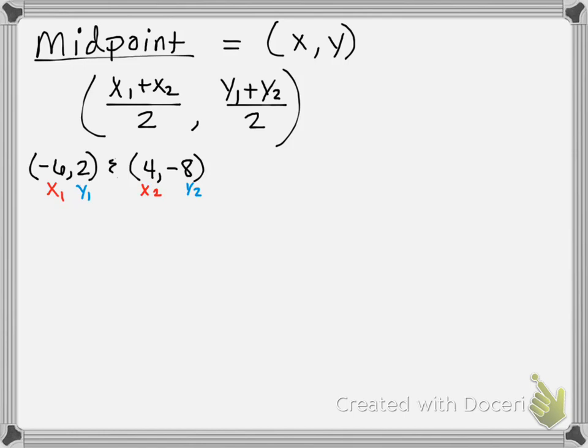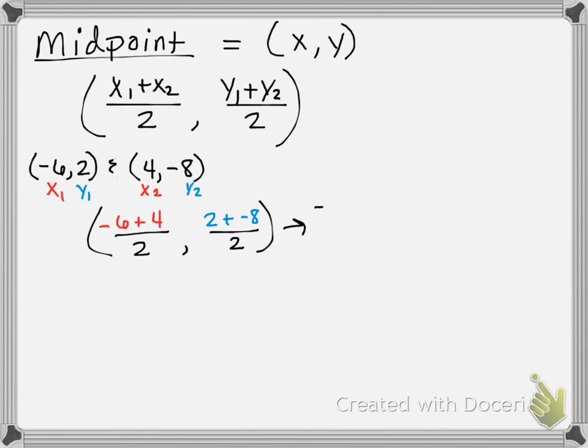All right, the formula tells us x1 plus x2, so negative 6 plus 4, and that's all divided by 2. And then the other piece of the formula is adding my y values, so 2 plus negative 8. All right, and then we're going to divide that by 2 as well, because we're finding what's in the middle. So what does that give us?